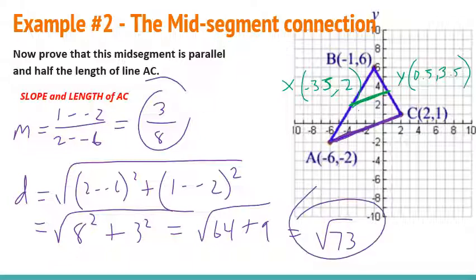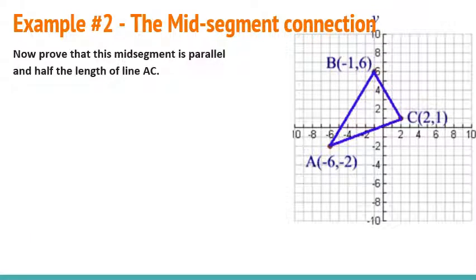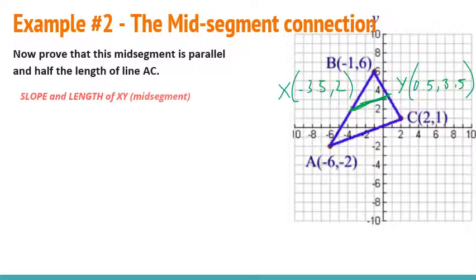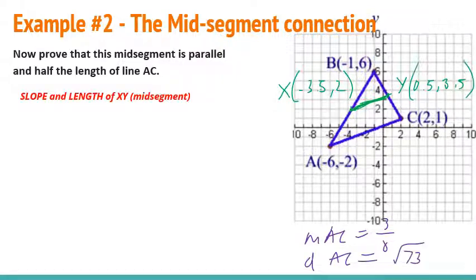So we want to compare this to the slope and the length of XY. Okay, so now what we want to do is find the slope and length of this midsegment XY. Just so we can remember our work we did on the last problem, the slope of AC was 3 over 8, and then the distance of AC was the square root of 73. So remember, if this is the midsegment, we're trying to prove that our line XY, our midsegment, is parallel and half the length of AC.